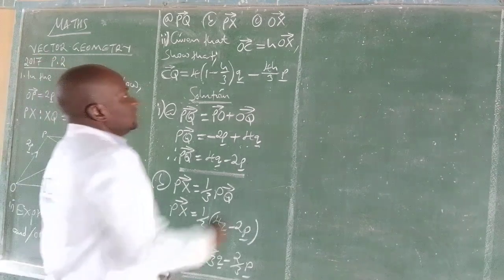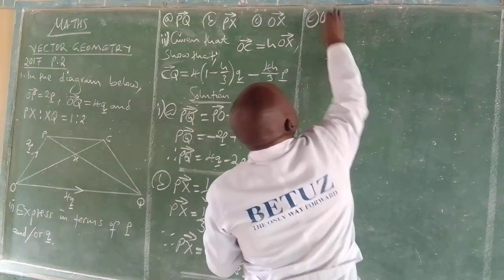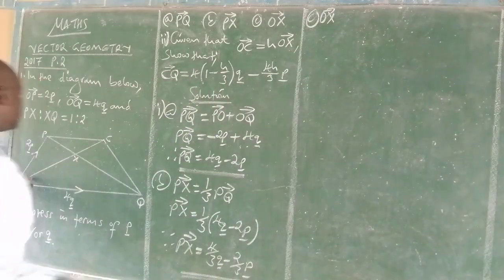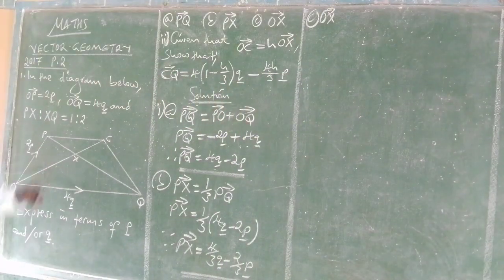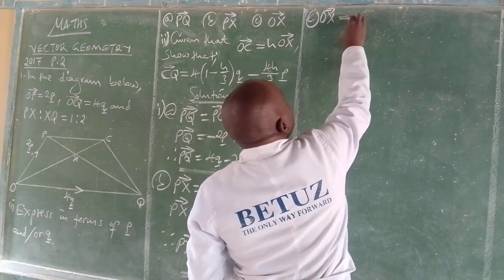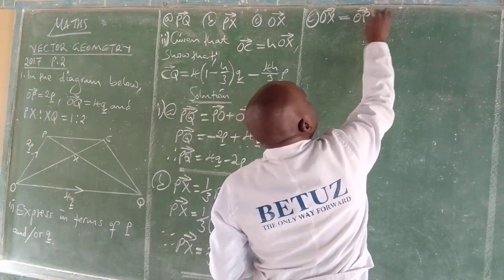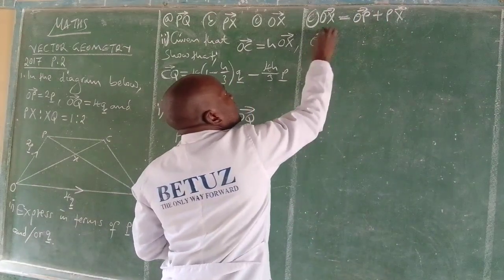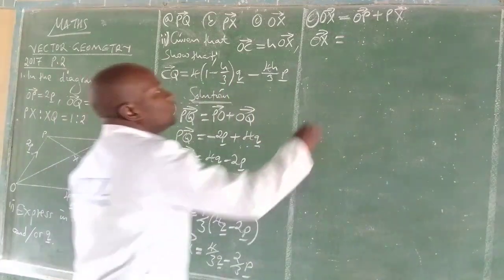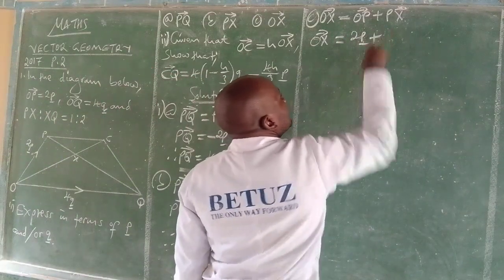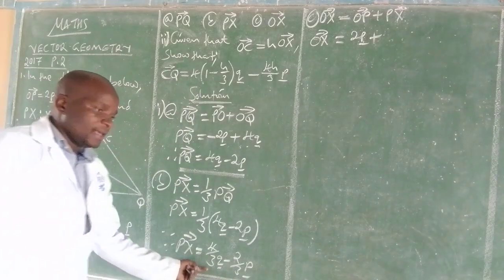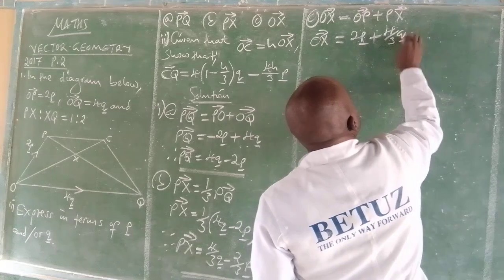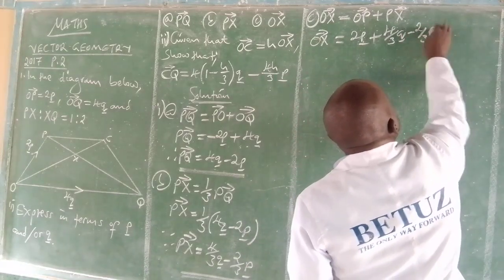Going to question C, which says find vector OX. To find OX, we're going to use the route OP then PX. So OX is equal to OP plus PX. So vector OX is equal to OP, which is positive 2P, plus PX, which we found here as 4 over 3Q minus 2 over 3 vector P.